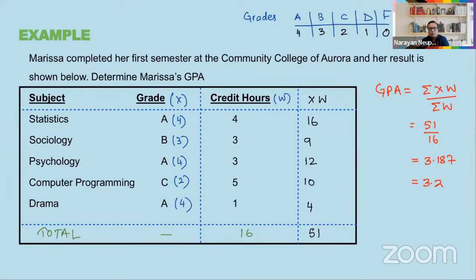So this is how we can calculate the grade point average or weighted mean if the information about the weight is given, because the credit hour is the actual weight there. So this is the first part of data description on the measure of centers. I told you measure of centers, we have 3 types: mean, median, and mode. This is the first one, mean. Any questions so far?